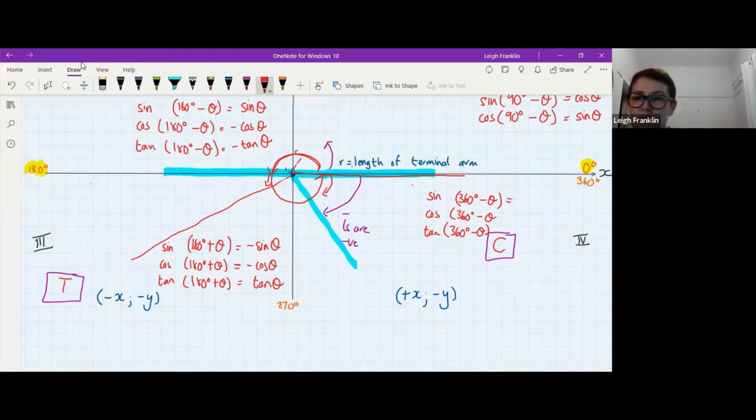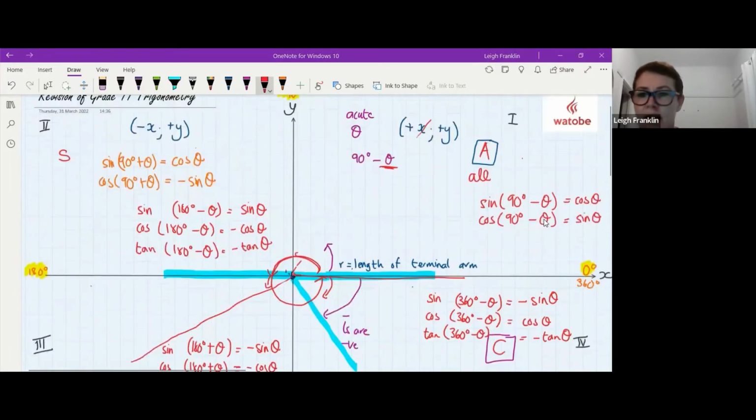Okay, so sine of 360 minus theta is? Negative sine theta. Lovely, well done. And cos of 360 minus theta is? Positive cos theta. And tan of 360 minus theta is? Negative tan theta. There we go. All right, well done, that's perfect. Good job. So this is all our reduction formulae, our co-ratios, as sine of 90 plus and 90 minus are known.